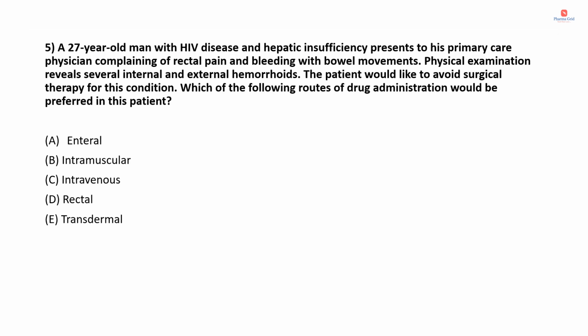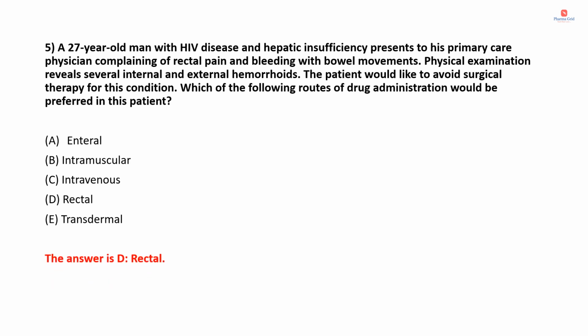Question number 5. A 27-year-old man with HIV disease and hepatic insufficiency presents to his primary care physician complaining of rectal pain and bleeding with bowel movements. Physical examination reveals several internal and external hemorrhoids. The patient would like to avoid surgical therapy for this condition. Which of the following routes of drug administration would be preferred in this patient? The options are enteral, intramuscular, intravenous, rectal, transdermal. So here the correct answer is option D, that is the rectal route.